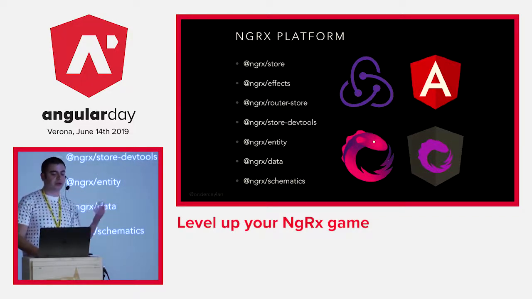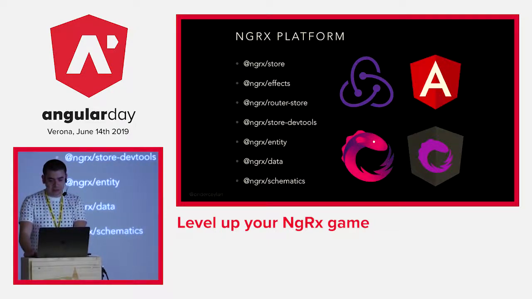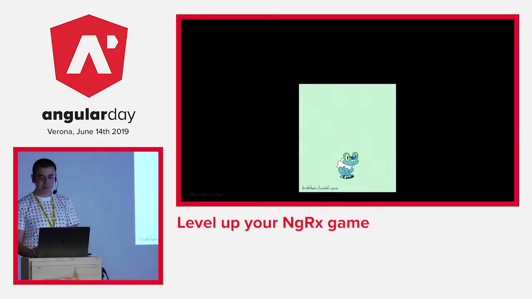Some of the libraries, actually all of the libraries, are listed here. NGRX Store is RxJS-powered state management for Angular applications, inspired by Redux. Effects is the side effect model. Router Store is bindings to connect the Angular router to your store. Store DevTools is a store instrumentation that enables a powerful time traveler debugger. Entity is a state adapter for managing record collections. Data joined the family recently. I will talk about it in the next slides. It's an extension for simplified entity data management. And Schematics is a scaffolding library for Angular applications using NGRX.